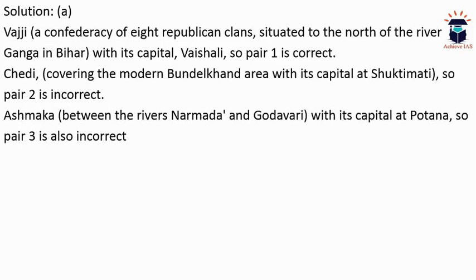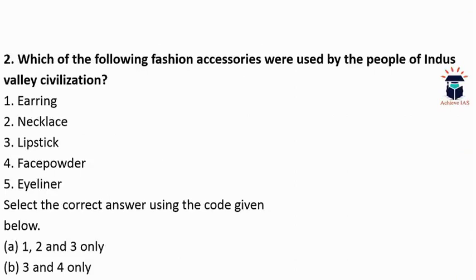Regarding the third, Asmakka, this is also incorrect. It was basically between the Narmada and the Godavari rivers, and its capital was Patana. So the third pair is also incorrect. This is all about your first question. Let's move on to the second question.